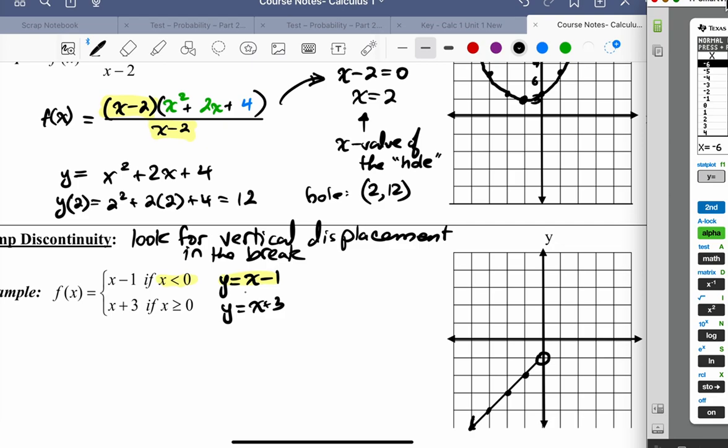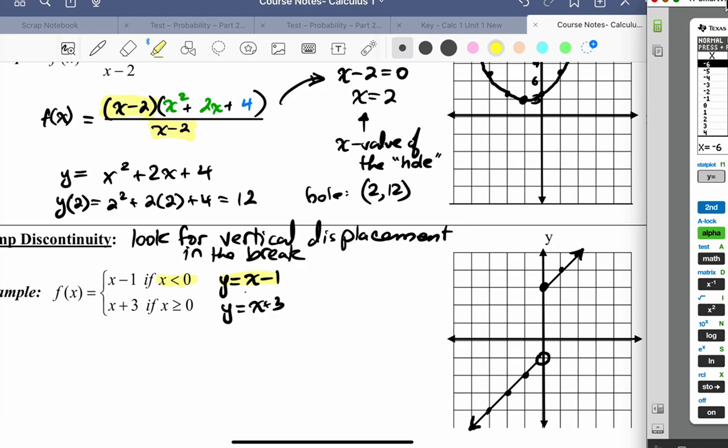All right, the next piece has a y-intercept of 3, also a slope of 1, so now up 1, over 1 to the right. And what we're looking at here is a discontinuity because there's a break in the graph, but the break shows a vertical displacement.